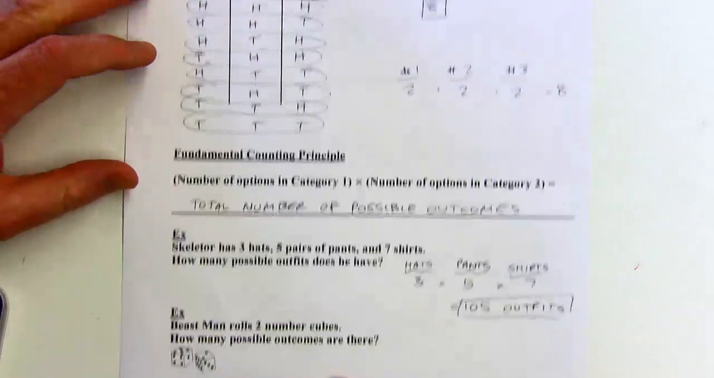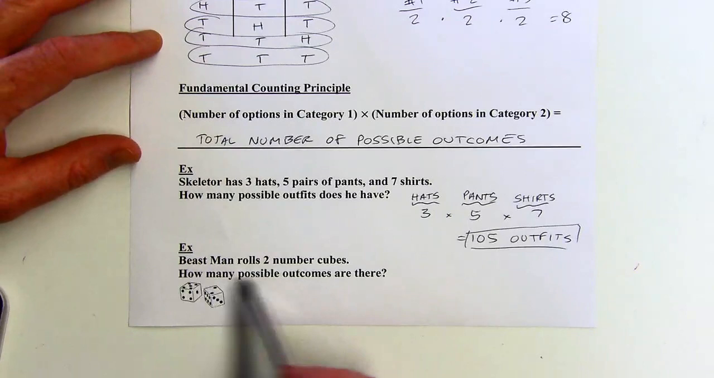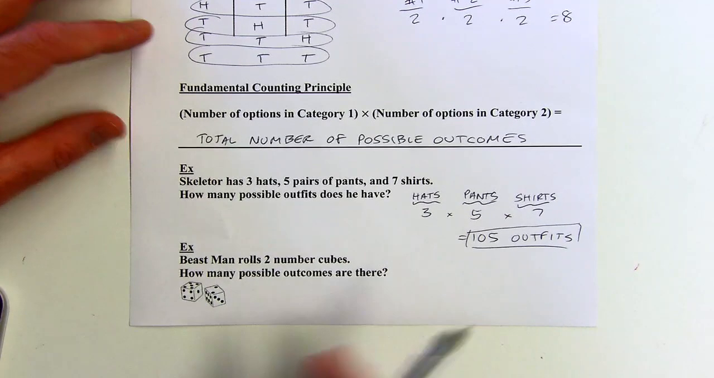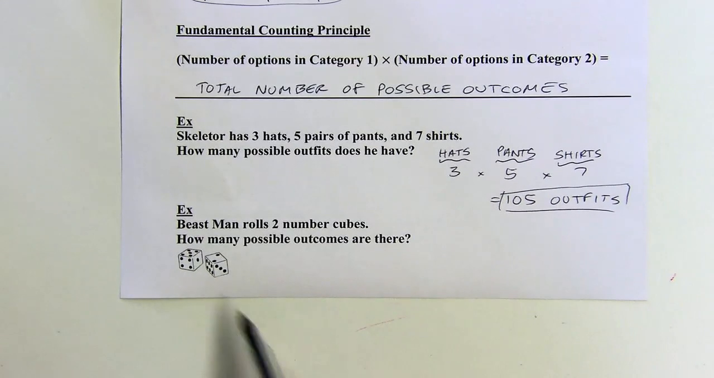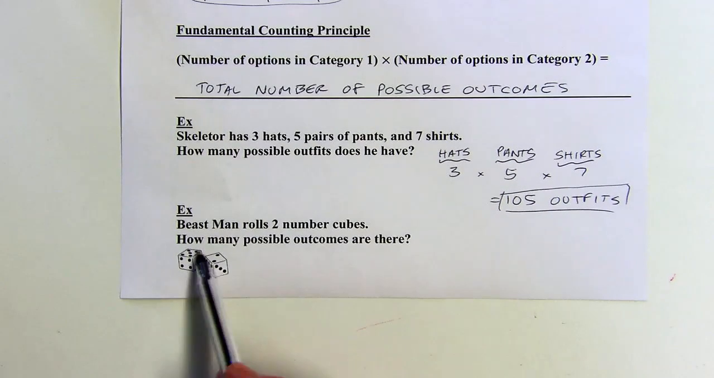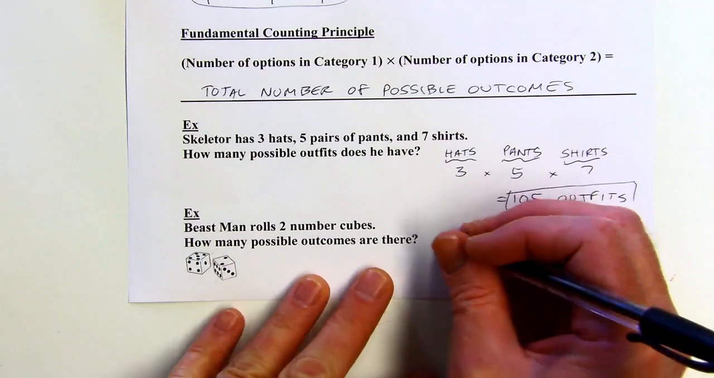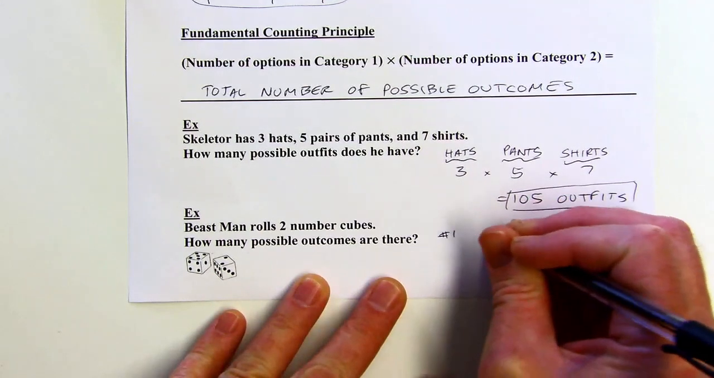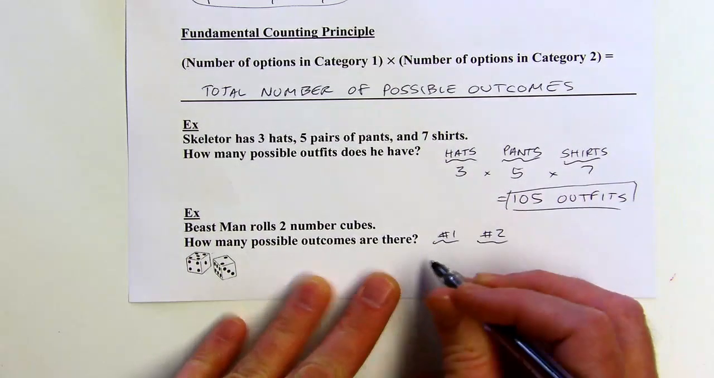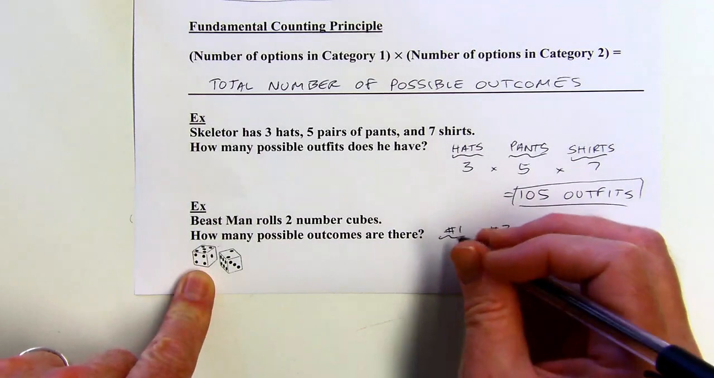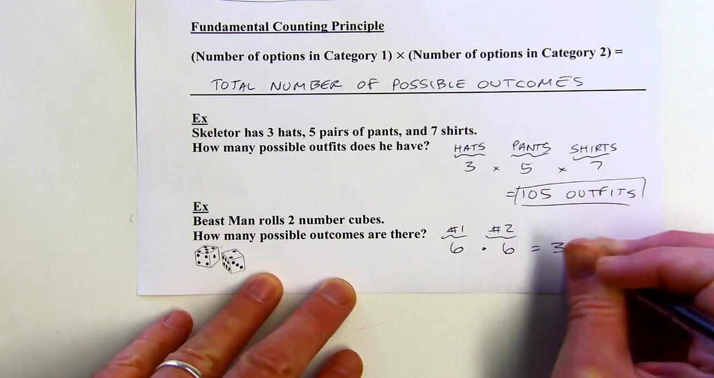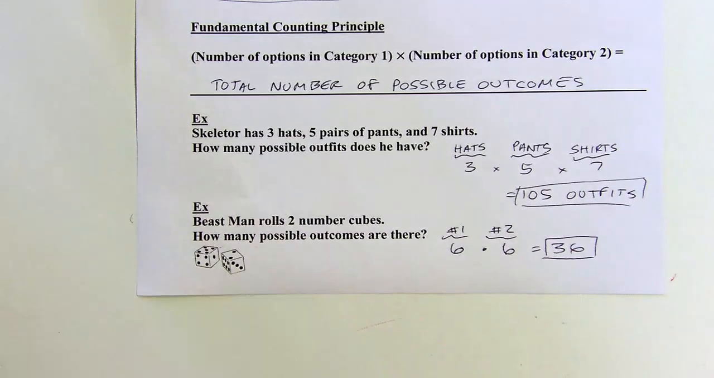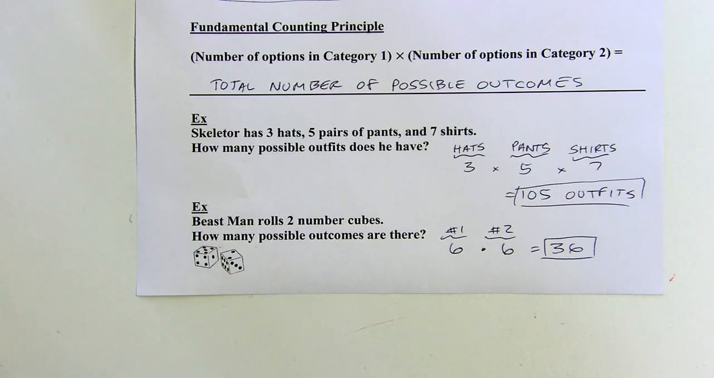All right, so got another problem here. Beastman rolls 2 number cubes. Number cubes are also known as dice, but we're calling them number cubes because if we say dice, there are dice that have more than 6 sides, right? So how many possible outcomes are there? There's our first number cube and our second one. On the first one, 6 things can happen. Same thing on the second one. Then I multiply them together, and there are 36 possible outcomes when rolling 2 number cubes like that.